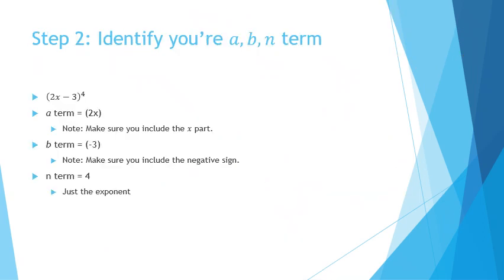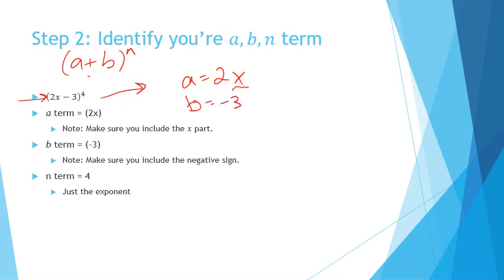All right, so step 1 was draw out Pascal's triangle. Step 2 is just identifying your a, b, and n term. So remember, this is our polynomial that we are FOILing out, but this is going to be in the form of a plus b to the power of n. So for this example right here, our a should be 2x, right? Make sure you include that x if it's part of the a term. Our b is going to be -3 because it's a plus b. So here this should be plus -3. Make sure you include the negative sign, and then our n is just 4, and that's just simply whatever this is to the power of.